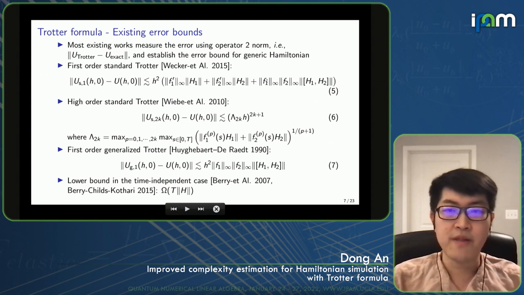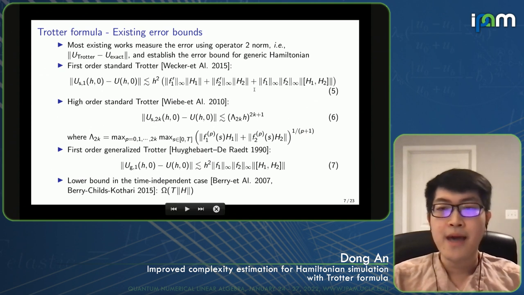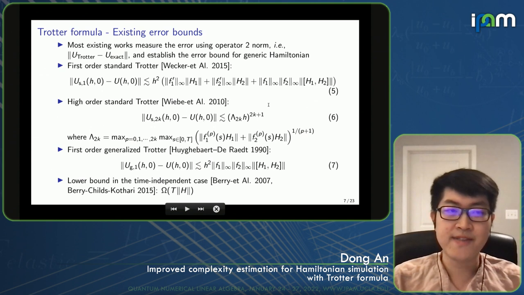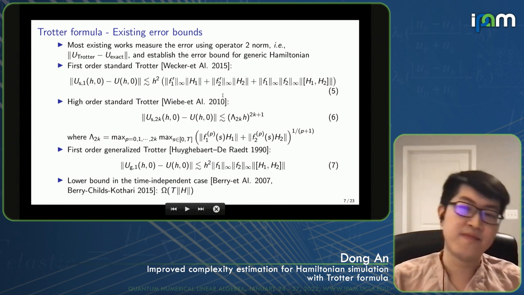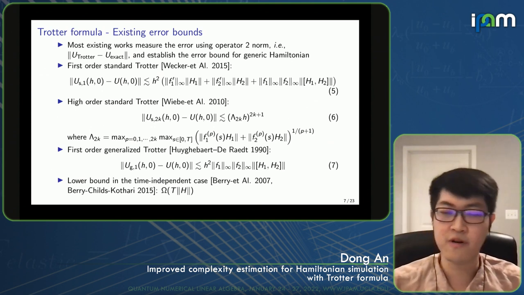For all of them, on the right-hand side, we have some h dependence, which is consistent with the order condition. And in the pre-constant, we have some dependence on the spectral norm of the Hamiltonian. So you can say we have the spectral norm of H1 or the spectral norm of H2 or the spectral norm of the commutator between H1 and H2.